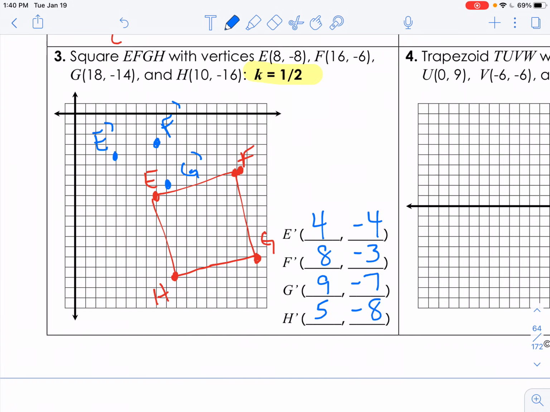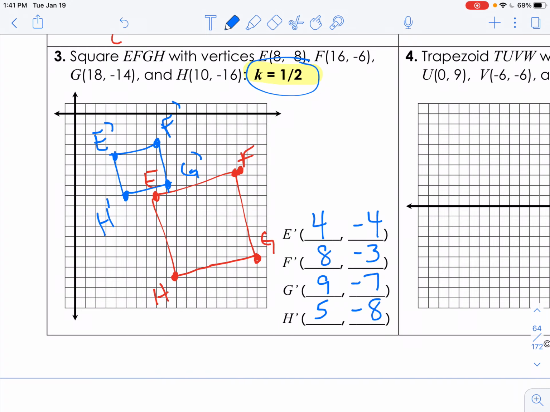And finally H prime, right 5, down 8. Connect our corners and we get another square. This time it's much smaller. It's actually, each side length is half of what it was, okay? So when we took half of each ordered pair, it reduced it, and each side length is now half of what it originally was, okay?